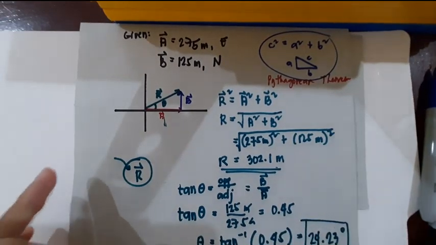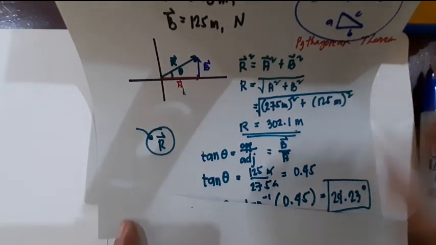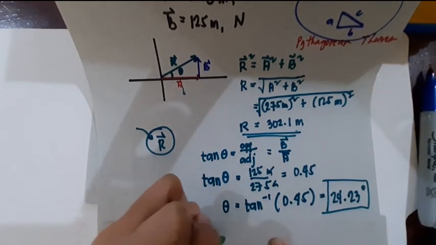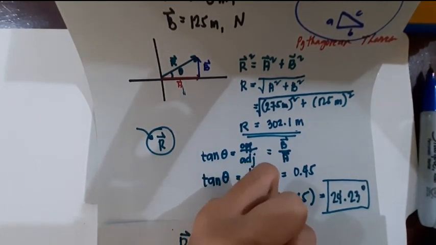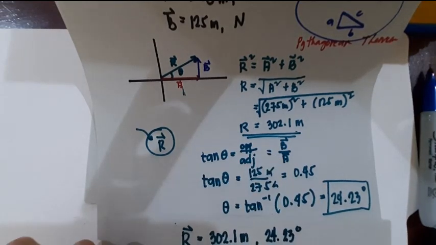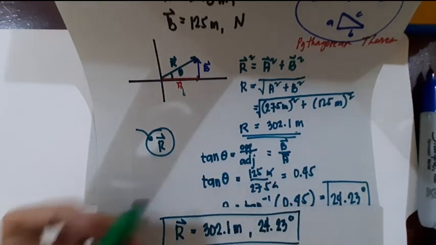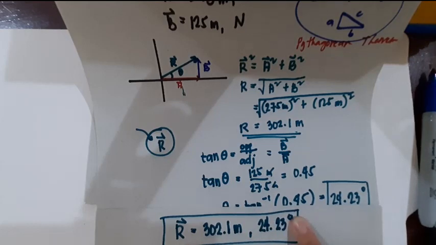So this is now your direction. So how do you write your final answer? Your final answer now becomes R is 302.1 meters, 24.23 degrees. So that's how you write your final answer. R has an arrow because it is a vector; it has a direction. So you consider this as your direction.